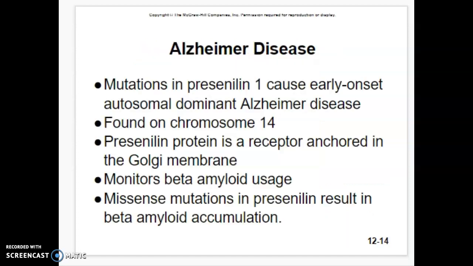Alzheimer's disease also has some mutations associated with it. It's basically in a gene called presenilin 1, and this protein monitors beta amyloid usage. There's some sort of missense mutation there that basically stops the translation, and this protein's been truncated so it doesn't work correctly. You get too much beta amyloid accumulation, which then leads to the Alzheimer's disorder.